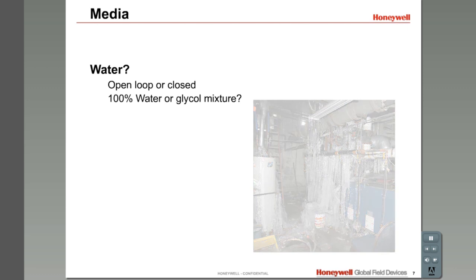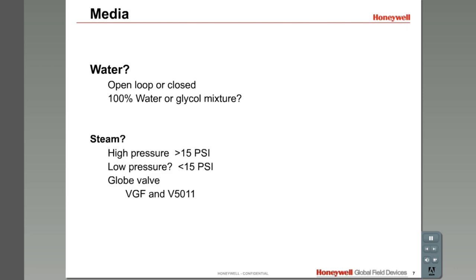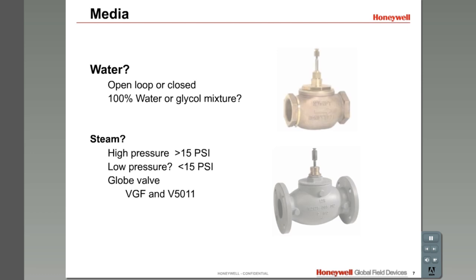Steam systems are generally categorized into low pressure and high pressure steam. Those operating above 15 psi are called high pressure. Steam is extremely hot, of course, and this could damage plastic valve components. Honeywell globe valves such as the VGF and V5011 are rated for steam, and there are models for low and high pressure steam.